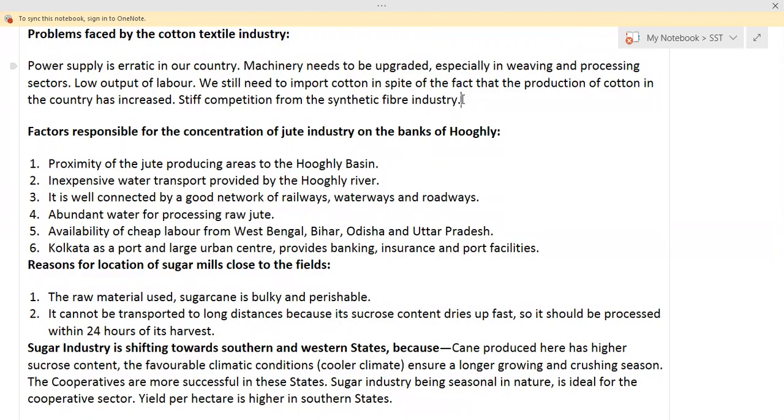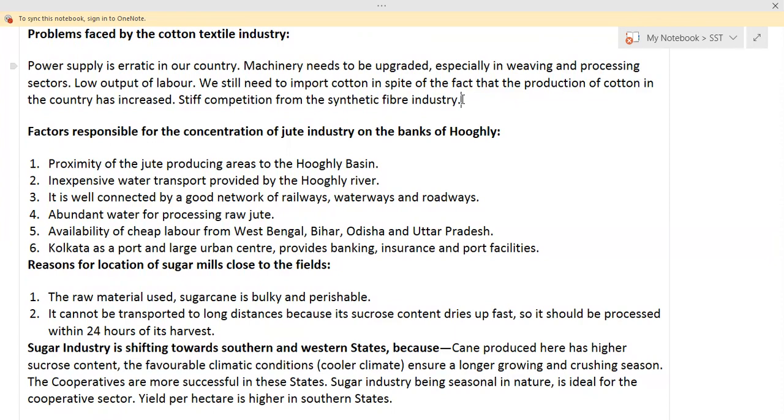Now, factors responsible for concentration of the jute industry on the bank of the Hooghly. Proximity of jute producing areas in the Hooghly Basin. The jute is mainly produced on the basin of the Hooghly River.